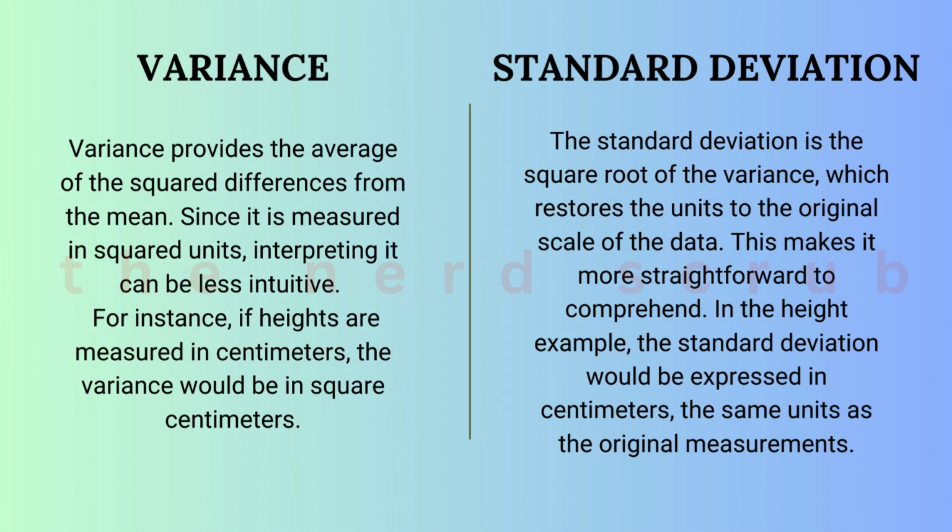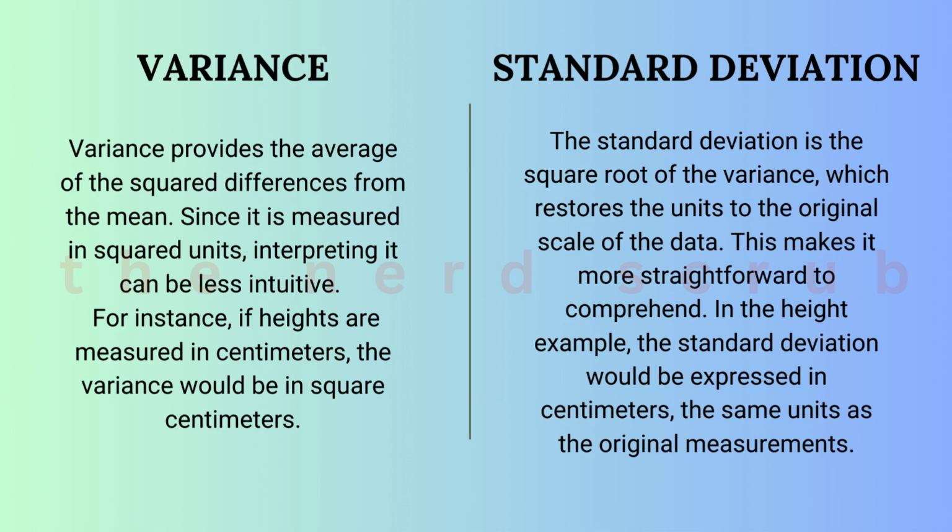So now let's discuss the difference between variance and standard deviation. Both provide insights into the spread of the data, but they do so in slightly different ways. Variance gives us the average of the squared deviation from the mean. It is expressed in squared units, which can sometimes make it less intuitive to interpret. For example, if you are measuring height in centimeters, the variance would be in square centimeters.